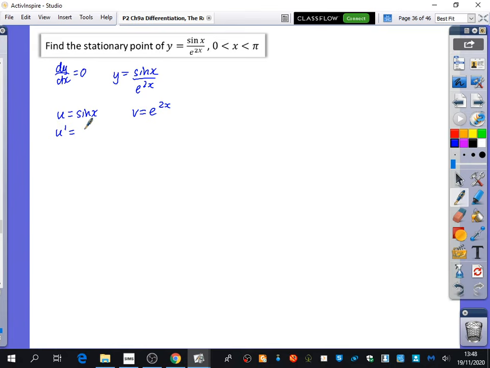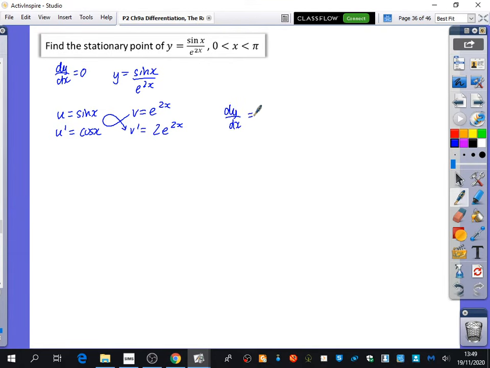Sine x goes to cos x, e to the 2x goes to 2e to the 2x. And remember the order, it goes vu dash minus uv dash. It kind of looks like a little alpha. I'm going to do that one times that one minus that one times that one. If you want to remember it in a different way, that's fine. I just kind of see it as that little loop of the order of where I go.